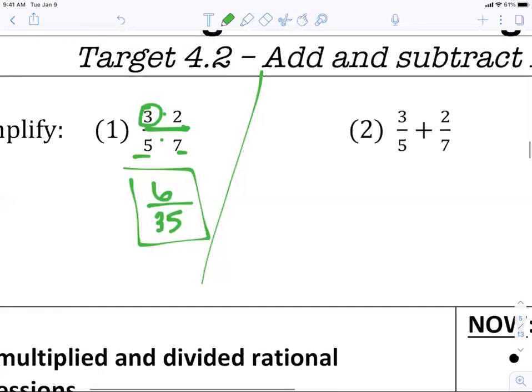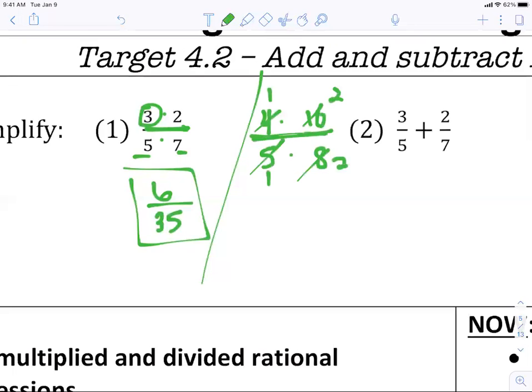Let's say we had a problem where it was like 4 over 5 times, I don't know, 10 over 8, something along those lines. Now this, on the other hand, is something that would simplify. Because if we combine that as one big fraction, 4 divided by 8 reduces to 1/2, and 10 divided by 5 ends up being 2/1. And then 2 divided by 2 cancels, so that our final answer would be 1.